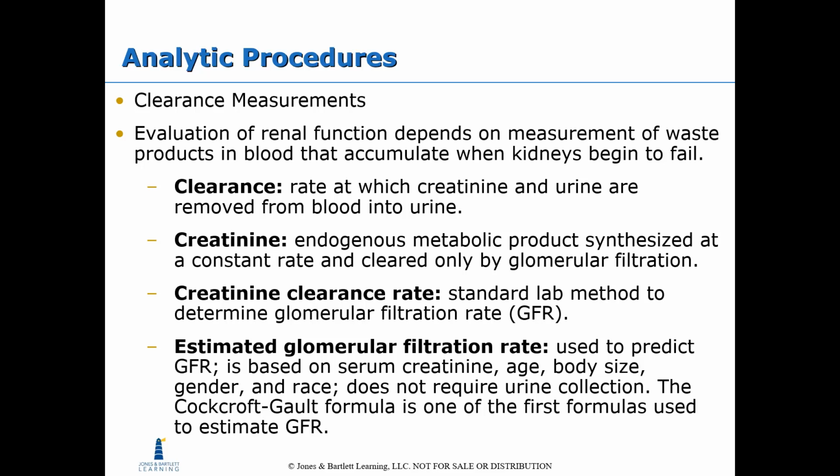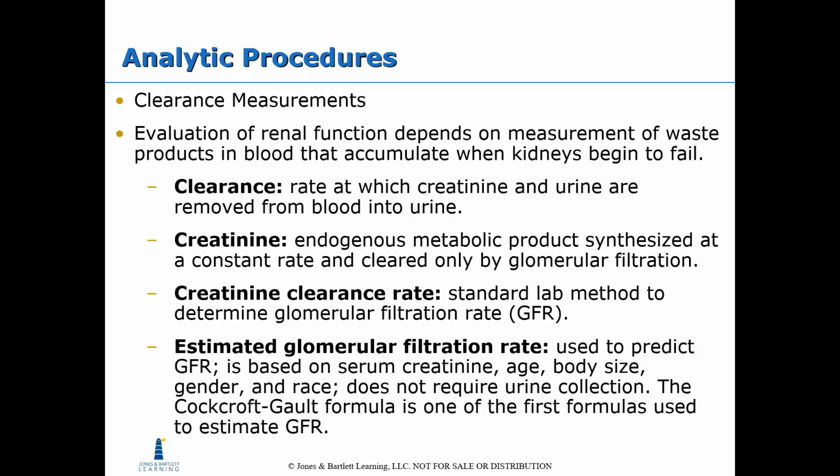Analytical procedures evaluate clearance measurements. Clearance is the rate at which creatinine and urea are removed from the blood into the urine. Creatinine is an endogenous metabolic product synthesized at a constant rate and cleared only by glomerular filtration. Creatinine clearance rate is the standard lab method to determine glomerular filtration rate. So if you have a high creatinine clearance rate, that means that creatinine readily passes into the urine, then you have a decent glomerular filtration rate.